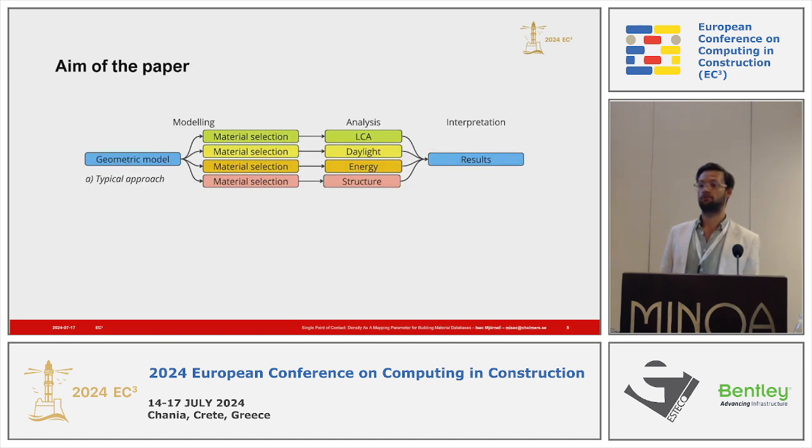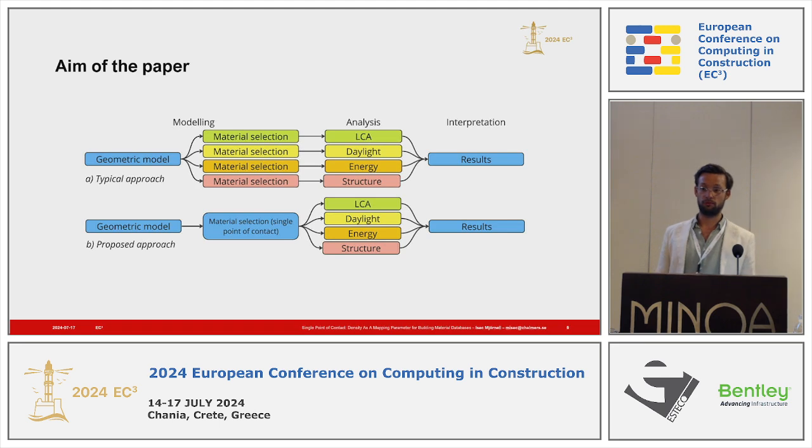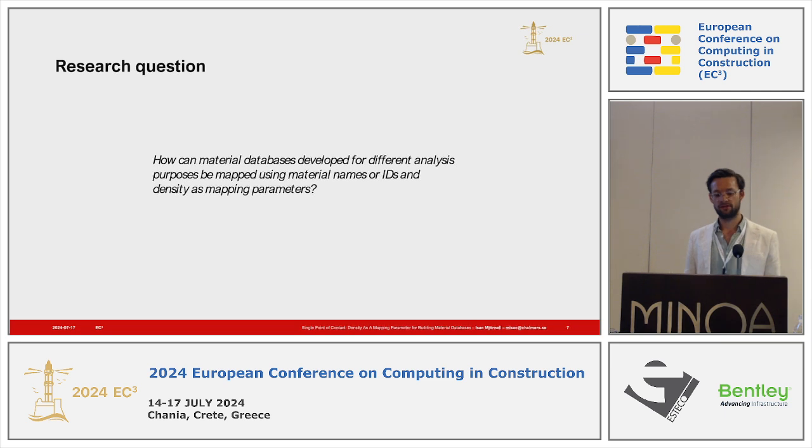And so this is the typical approach that we see. But now you have to select a new material for each of the building components, for each of the analyses that you want to make. And this is what we propose: just choosing once and then trying to map it to different databases. And so this is a research question: how do we actually do this? Using just a name or the ID of the material, and then using density as a mapping parameter.